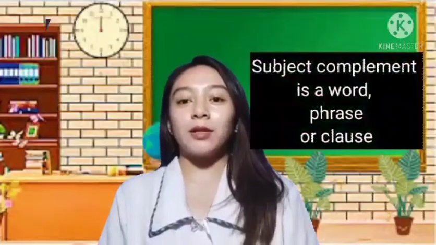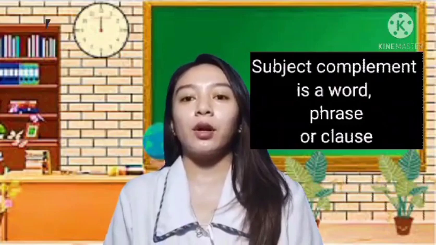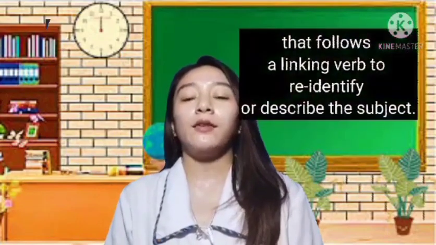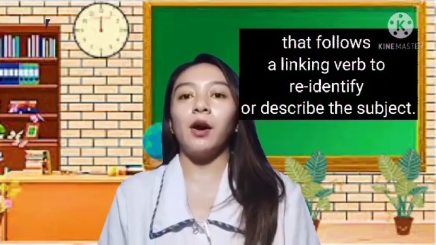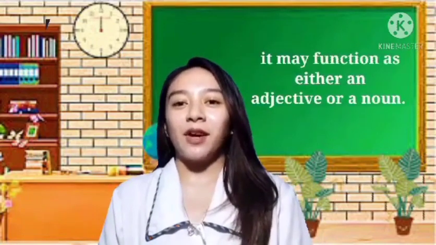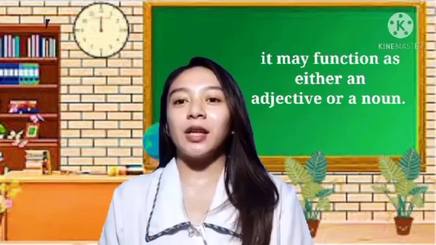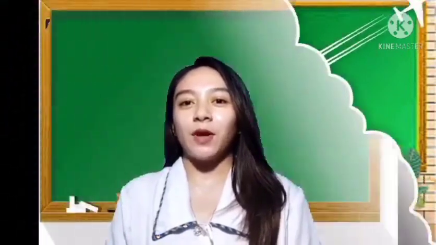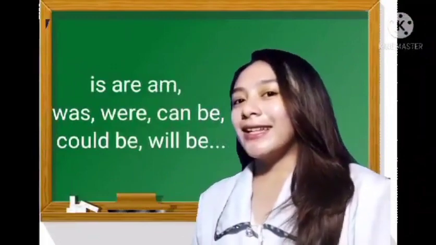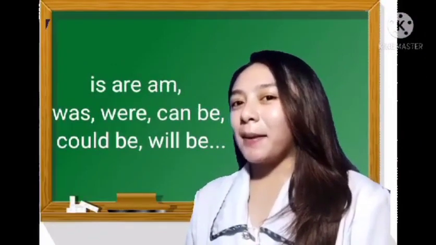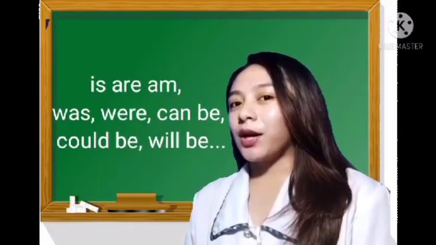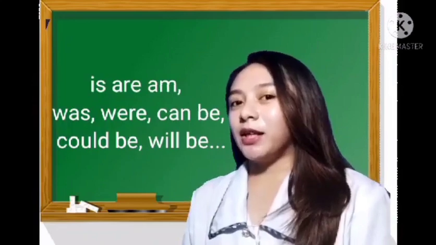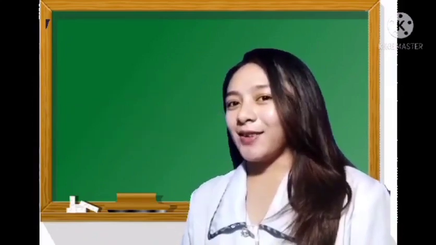A subject complement is a word, phrase, or clause that follows a linking verb to re-identify or describe the subject. Additionally, it may function as either an adjective or a noun. The common examples of linking verbs are is, are, am, was, were, can be, could be, will be, and the list goes on.